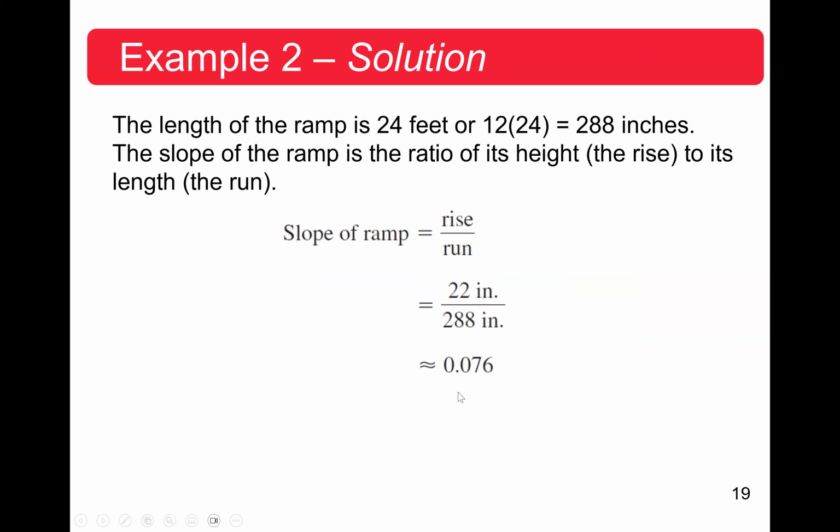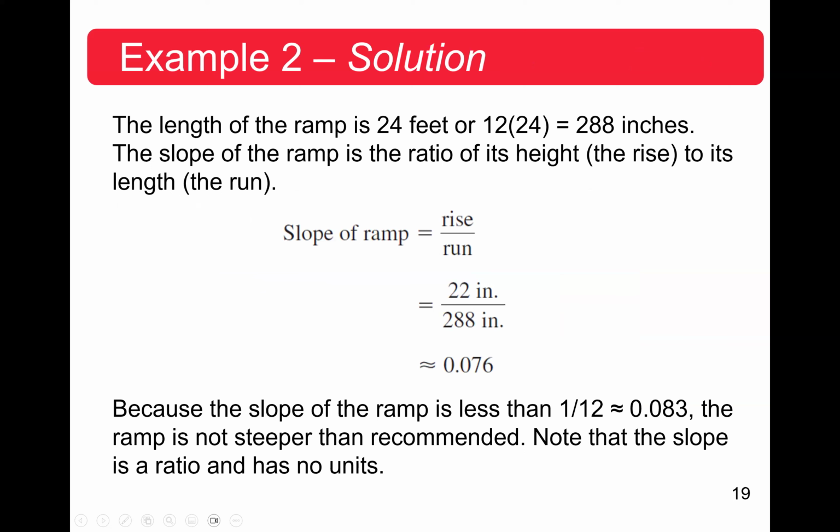So here we calculate, we get roughly 0.076. So because the slope of the ramp is less than 1/12, that is 0.083, the ramp is not steeper than recommended. So know that the slope is a ratio and has no units. In this case, the slope is a ratio.